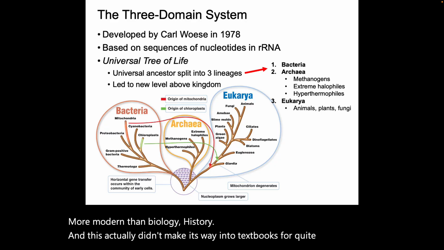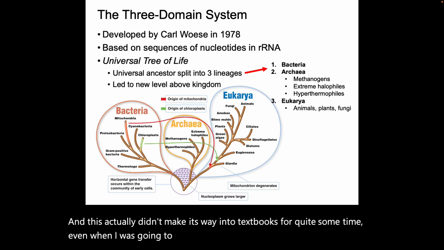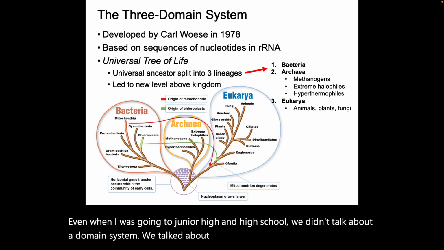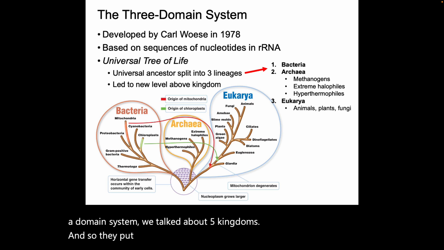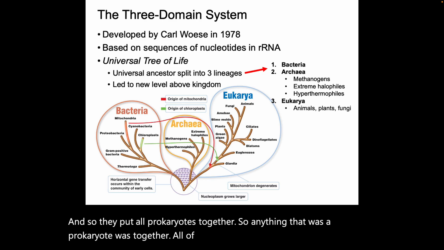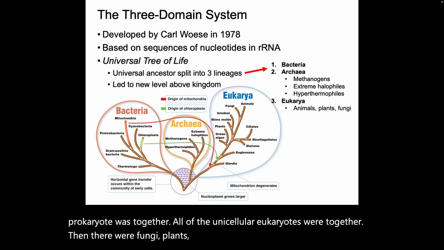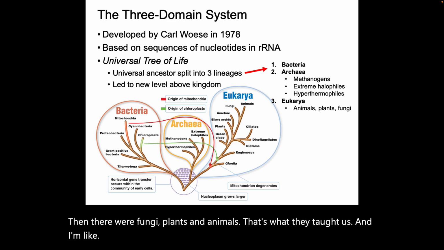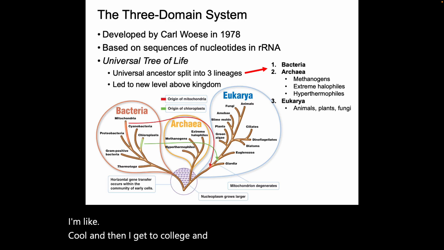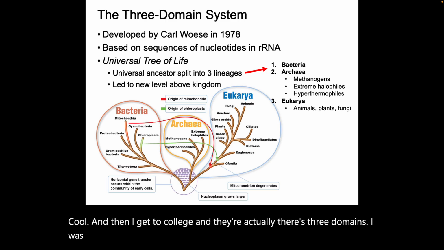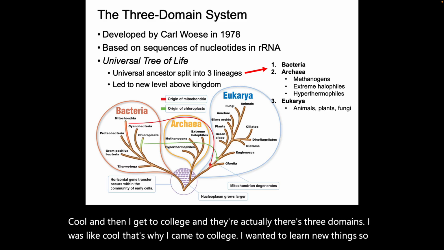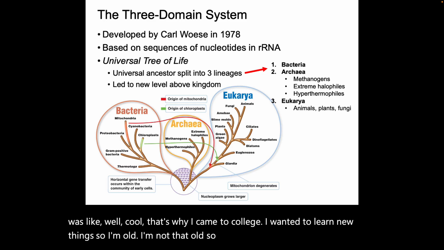Even when I was going to junior high and high school, we didn't talk about a domain system. We talked about 5 kingdoms. They put all prokaryotes together. All of the unicellular eukaryotes were together. Then there were fungi, plants, and animals. That's what they taught us. And I'm like, cool. And then I get to college and they're like, actually, there's 3 domains. I was like, well, cool. That's why I came to college. I wanted to learn new things. So I'm old, but I'm not that old. So this is relatively new.